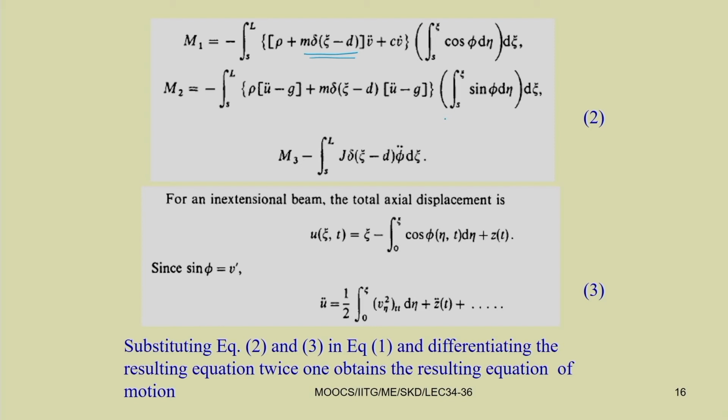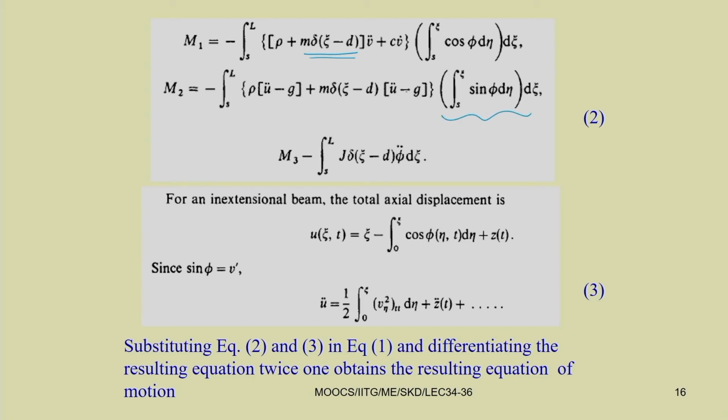Similarly, m2 equals minus integration S to L of rho u double dot. Rho u double dot is the inertia force in the longitudinal direction. The weight also we are considering, that is why this is minus g, plus m delta zeta minus d into u double dot minus g, and into this the distance part can also be written. So, this is the distance part.